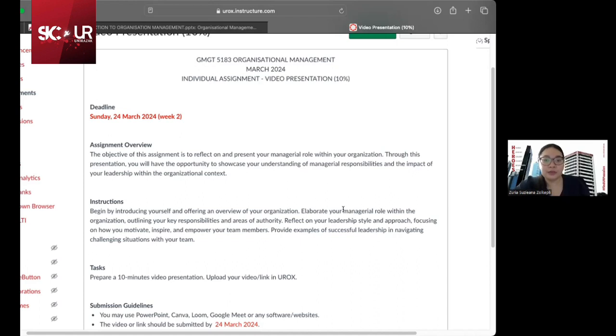And then reflect your leadership style and approach, focusing on how you motivate, how you communicate, how you empower your team members, okay? If you're working alone, then tell me, if you have a team member, what kind of leader or what kind of team player you wish to be. Okay? And then provide an example of successful leadership in navigating challenging situations with your team.